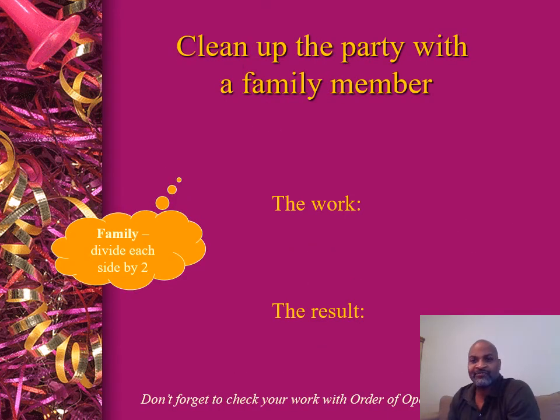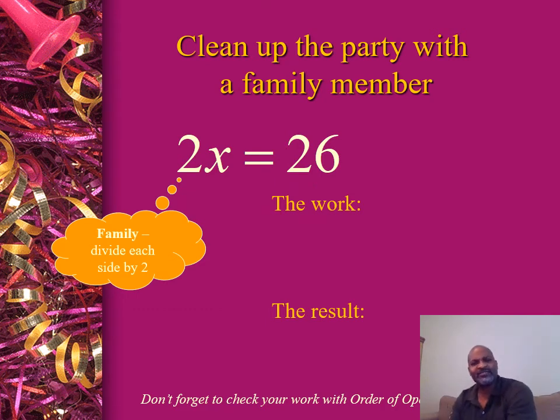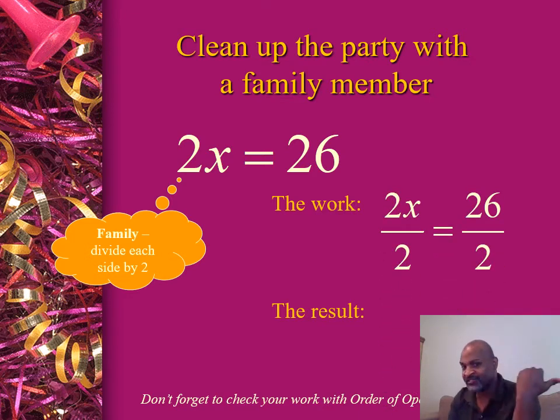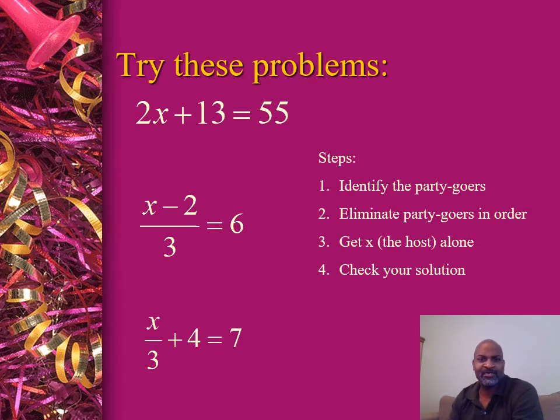So let's clean up the party with the family member. All right, we're going to divide both sides by 2. Why are we dividing? Because we use inverse operations, from the first slide we looked at. So we divide both sides by 2, and then we have our result: x is equal to 13.